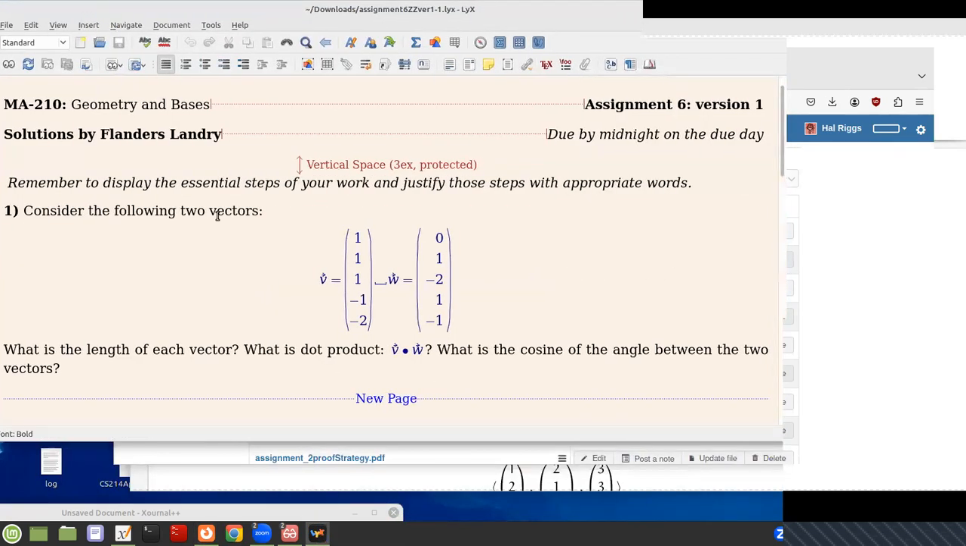So here are 2 vectors in R5, in 5-dimensional space. What is the length of each vector? What's the dot product? I don't know how to make a giant dot. It's the giant dot product, right? You can either use a C dot or you can use a bullet, and this is like a bullet. Anyway, what's the dot product?